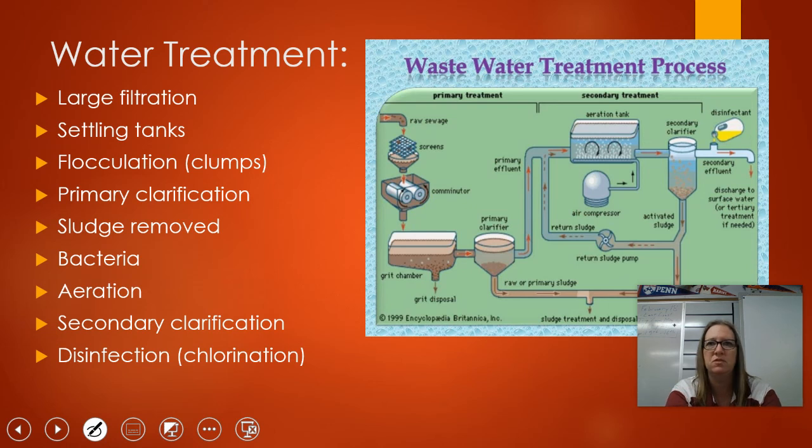So the first thing that happens is this water goes through kind of a big filtration. Okay. And so large pieces of trash, leaves, things like that are removed. Okay. But there's still nasty stuff in it. Okay. So then it goes into a tank and it's called a settling tank. And the big stuff settles down at the bottom. And these chemicals might be added to it that causes something called flocculation, which causes the debris to clump together and sink to the bottom.